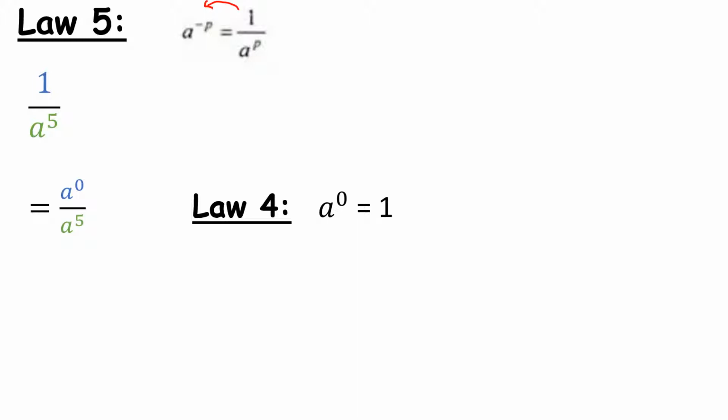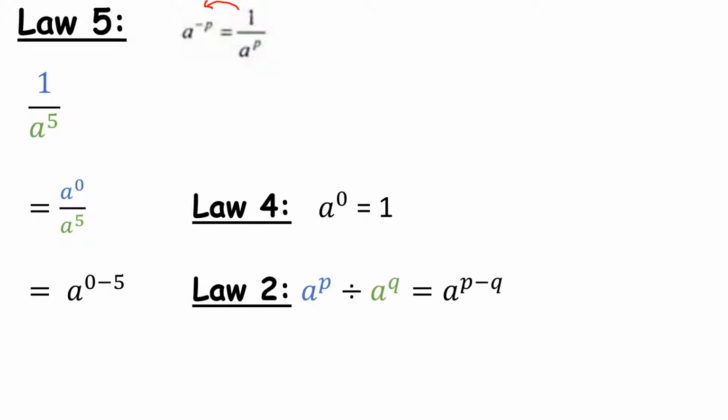Now, because I have a to the power of 0 divided by a to the power of 5, I can use law 2. Law 2 talks about division being the same as subtraction of the powers, so I get a to the power of minus 5. So we can see that 1 over a to the power of 5 gave us a to the power of minus 5.